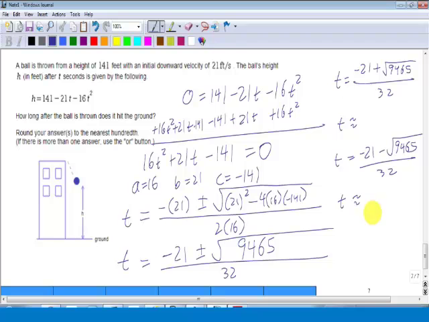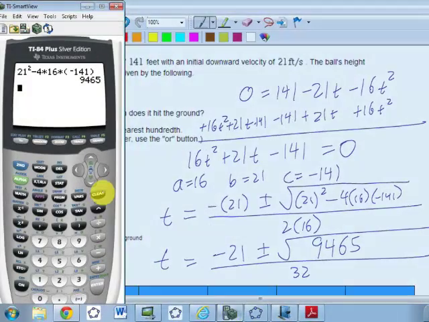The second one I think clearly does not work. Both terms in the numerator are negative. Negative 21 minus the square root of 9,465 is certainly going to be a negative number. If we divide that by positive 32, it'll give us something negative. The other one, I think, has a shot at being positive.